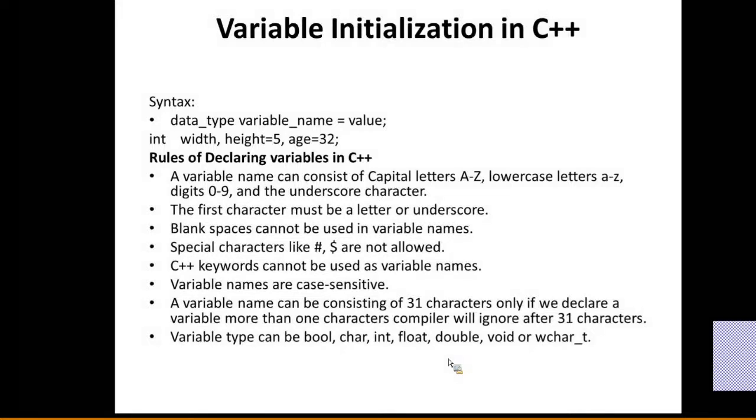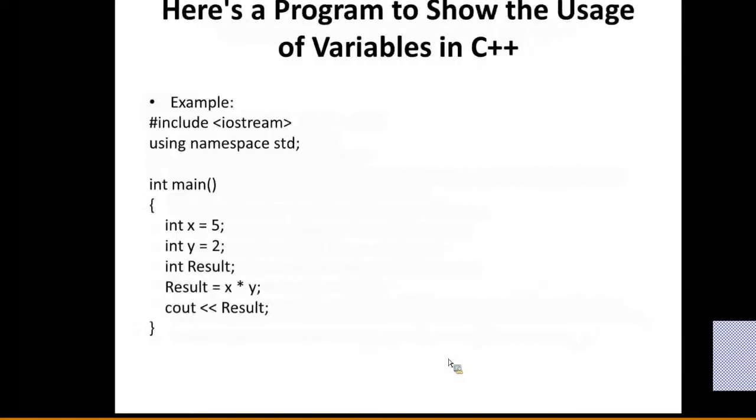And if at all it is more than 31, all the other things would be ignored by the compiler. But whenever you're working with names of the variables, try to make it as short as possible. And the type of variable can be character, integer, float, double, all that stuff. That would be with respect to data types. So based on the data type, you are going to declare the value for a variable.